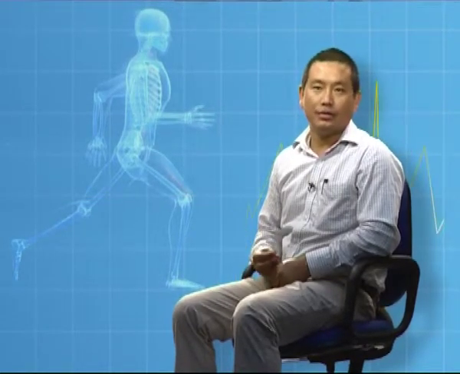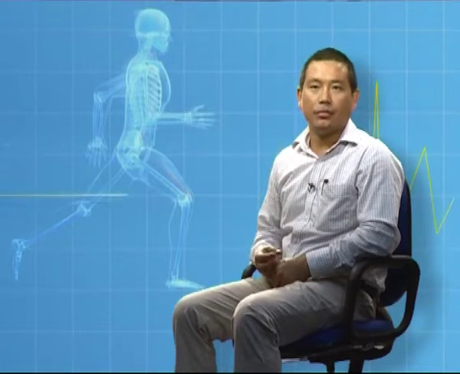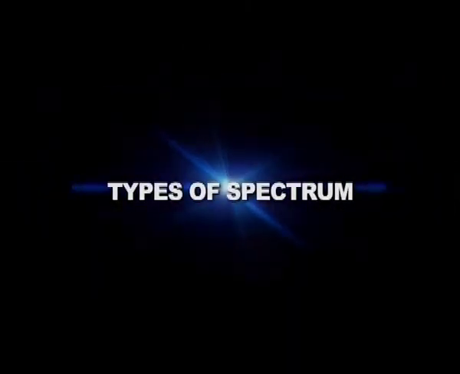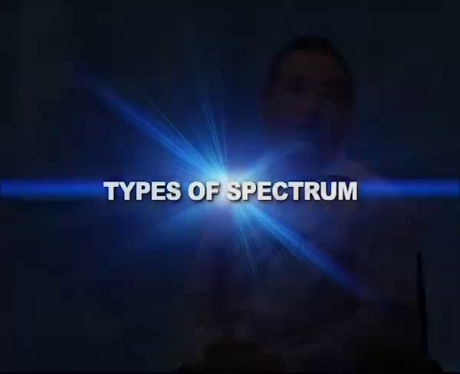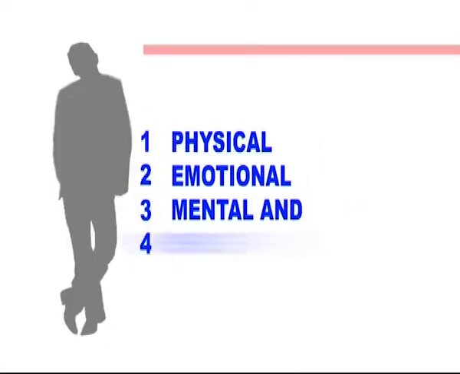Therefore, a holistic approach is considered to be more effective because change occurs on all levels, and as a result, positive changes are more likely to last long term and improve a person's overall quality of life. Types of spectrum. The spectrum of health includes 4 different components: physical, emotional, mental and spiritual.